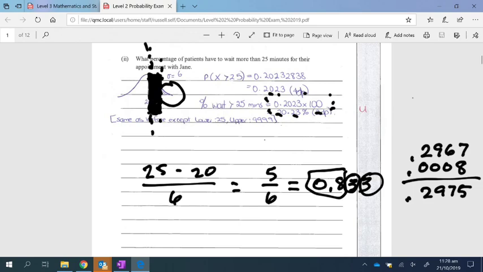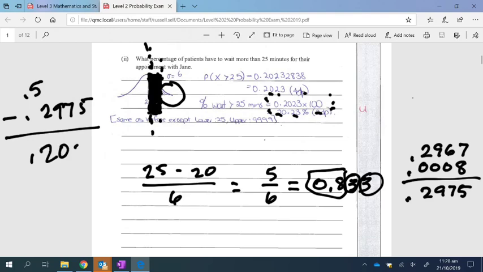Sorry, I can't do it because my pencil's dead. Here we go. It should be okay now. So 0.5 minus 0.2975. 0.2025. What is it now? 0.2025? Yeah. Okay. Now again, slightly different from theirs.